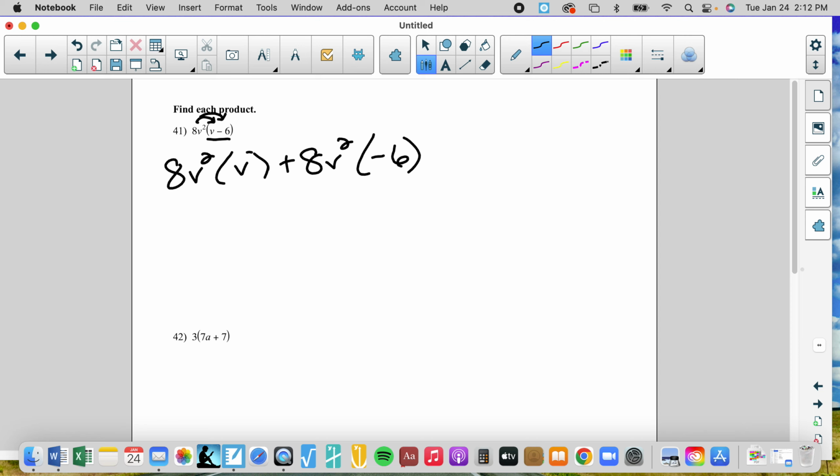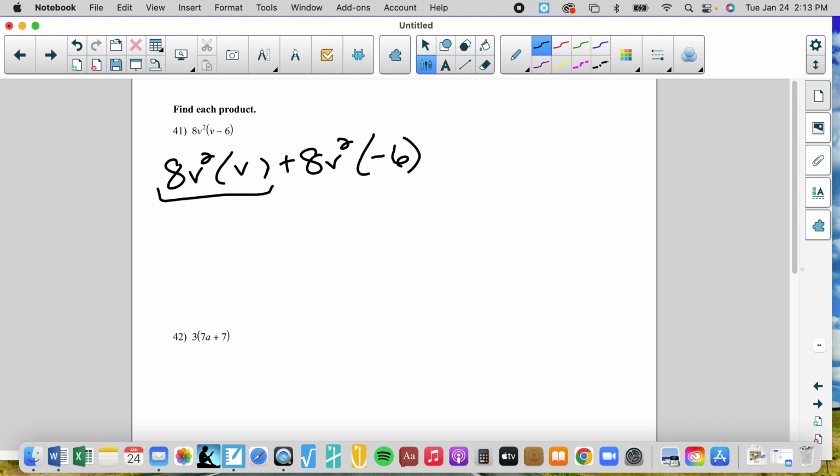Now the place that students have to be really careful about, a lot of my students tend to put a negative here because they see a negative here. That sign does not go here. This sign is attached to the 6. So that sign better be attached to the 6 when you show the distributive property. So be careful here. We're distributing a positive 8v squared, so we better see a positive 8v squared here. Really keep in mind that this negative is attached to the 6, and it better stay attached to the 6. It's the only thing that makes sense.